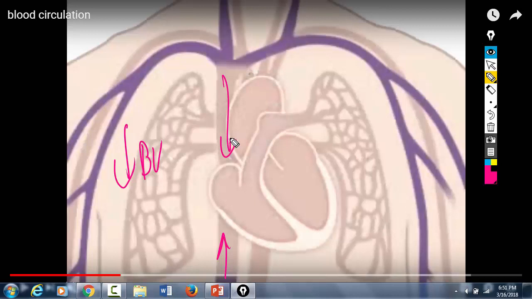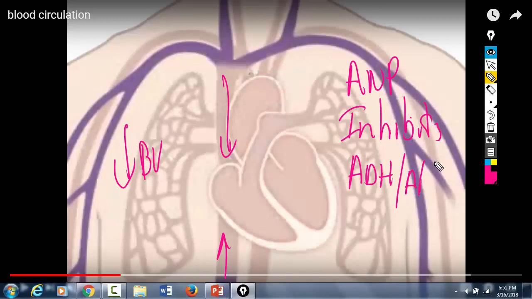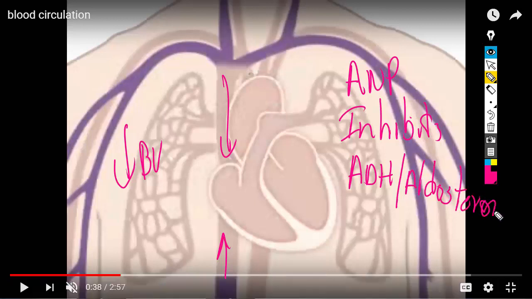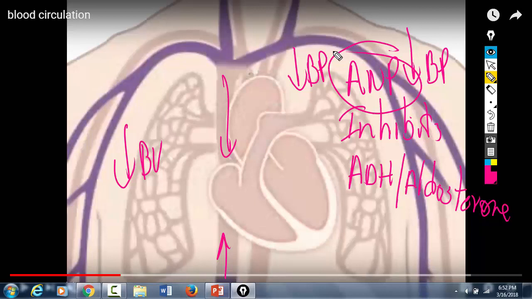Tell me you got that. Watch, write this down. ANP inhibits ADH and aldosterone. Both ADH and aldosterone, as I just explained to you, increase blood pressure by increasing blood volume. What does ANP do? It decreases blood pressure by decreasing blood volume. And it works in the exact opposite way as aldosterone. Say yes. ANP is the only hormone in the body that lowers your blood pressure. How many people got that? Guys?